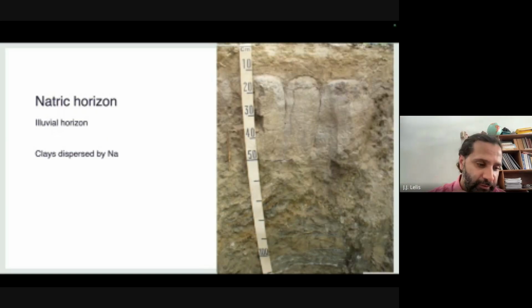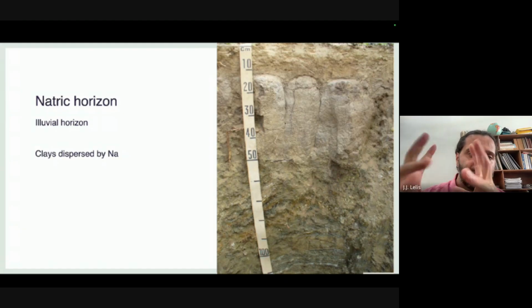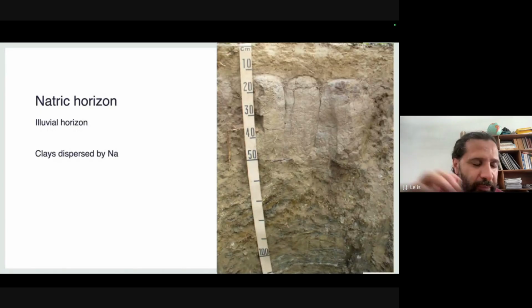Oh, great. So last week we saw three different subsurface diagnostic horizons that are quite important. The first of them is the argillic horizon. If you remember, it's that horizon that expresses clay eluviation or elutriation or clay formation or clay destruction.